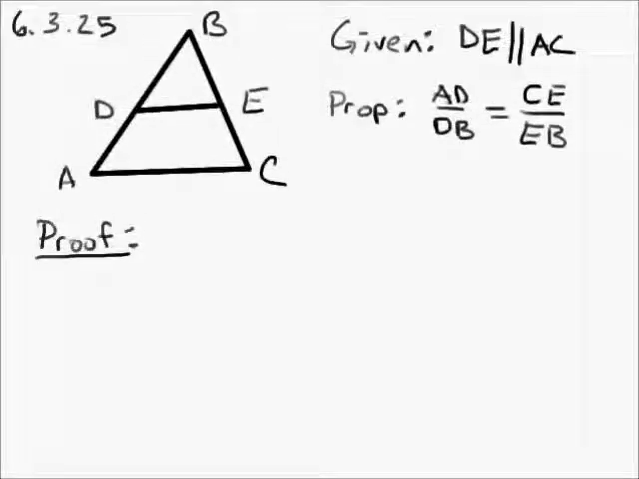We're going to take a look at section 6.3, number 25. We've got a nice little proof here. We're given a triangle ADBEC. So we've got triangle ABC and triangle DBE. We're told that DE is parallel to AC, so let's fill that in.